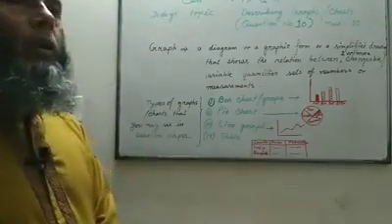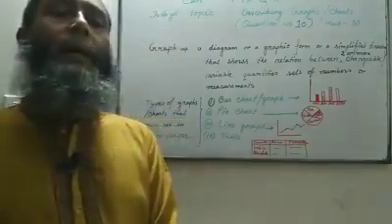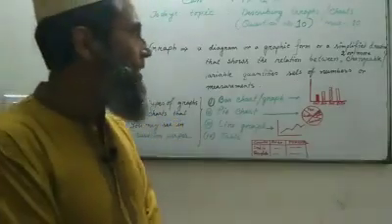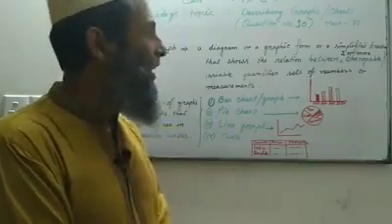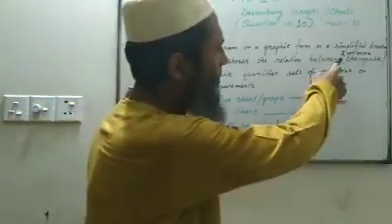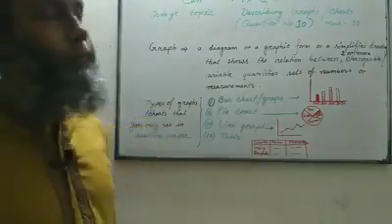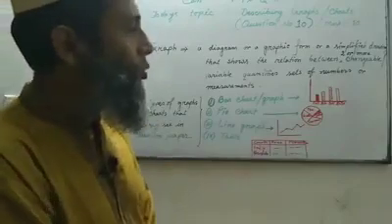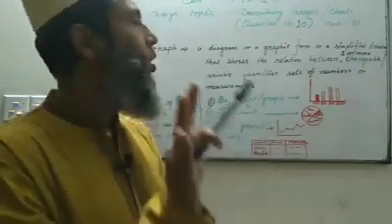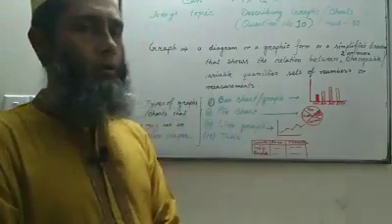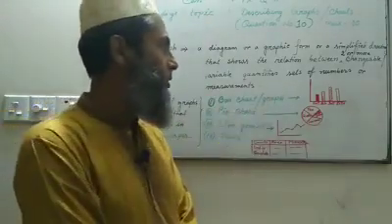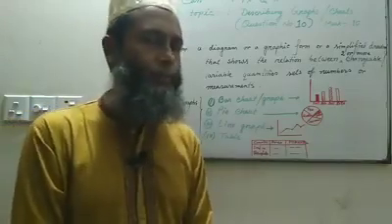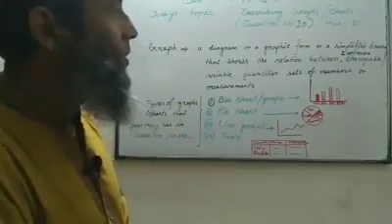Graph. What is graph? Graph is actually a diagram, or a graphic form, or a simplified drawing, that shows the relation between two or more variable or changeable quantities, sets of numbers or measurements. You have to notice it very carefully.